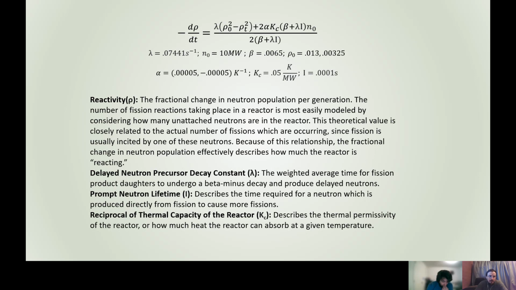So then I mentioned prompt fissions. We'll also talk about prompt neutron lifetime. It describes the time required for a neutron which is produced directly from fission to cause more fissions. So that's a little bit different from a delayed neutron that causes more fissions. In the formula, we also have the reciprocal of thermal capacity of the reactor. This describes essentially how much heat the reactor is absorbing at a given temperature.